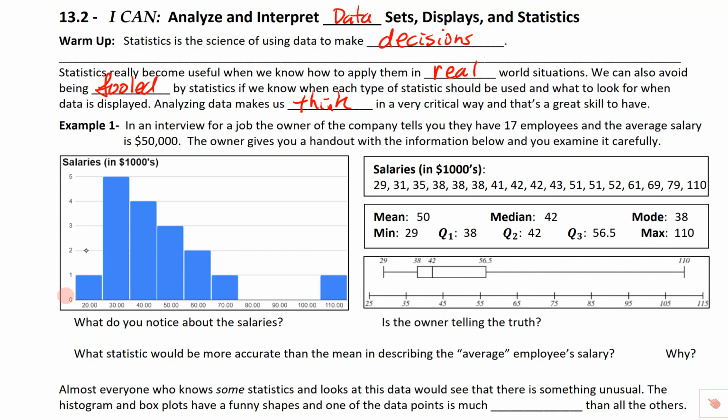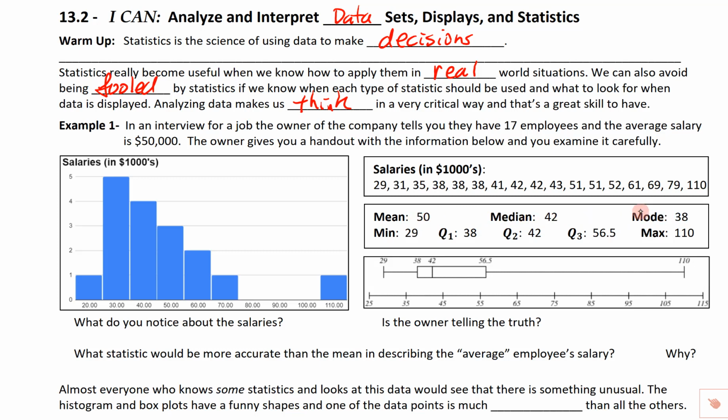So you look at that and you go, well, wait a minute, 50,000 is about right here. We look at this display and then we say, wait a minute, look at this one way up here. So then we look at the numbers. He gives us the actual numbers. These are the salaries in thousands, and it starts off at 29. He did do the favor of putting these in order. So whoever the boss is said, hey, we start at 29 and go up to 110. So that's great. We've got the 5-number summary here, along with those descriptive statistics of mean, median, and mode.